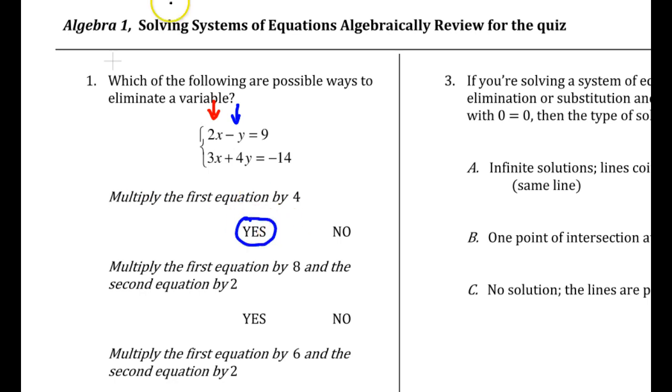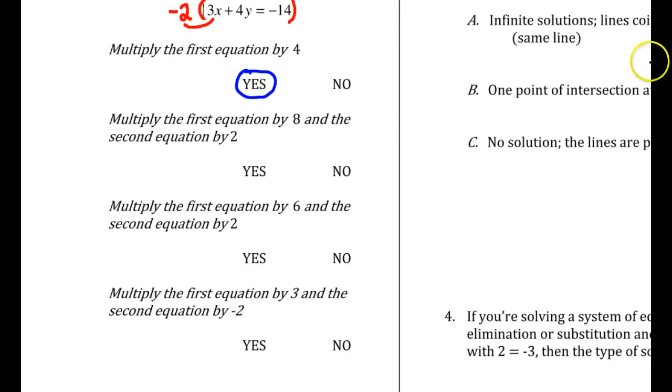And then my second option is to cancel out the x's. Now, 2 doesn't go into 3 and 3 doesn't go into 2, so we have to look at, well, what's the least common multiple of this? Come up with 6. So we multiply this by 3 in order to get 6x. Multiply it by 2 with a negative, and that'll give us negative 6. That way positive 6 and negative 6 will give us a 0 or eliminated variable. So that's what this is right here.